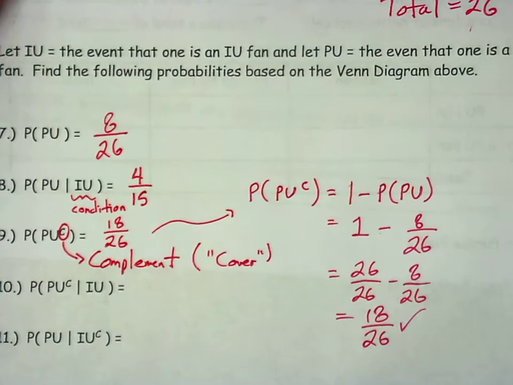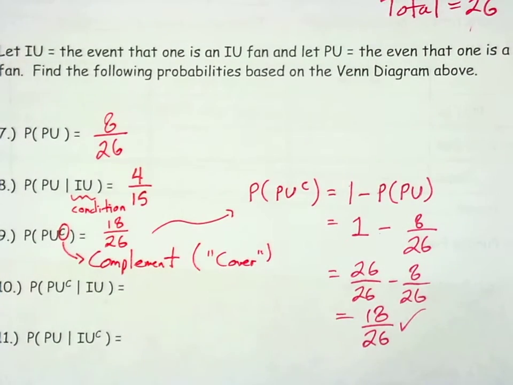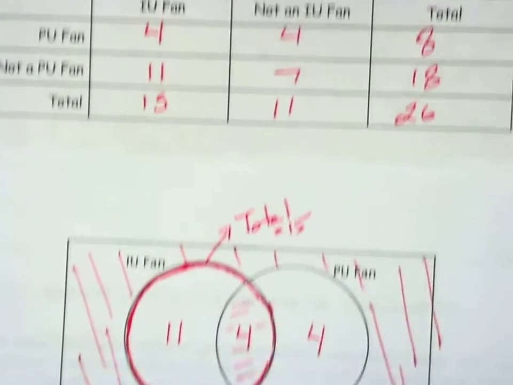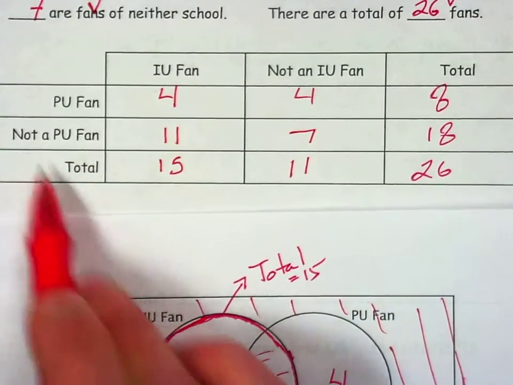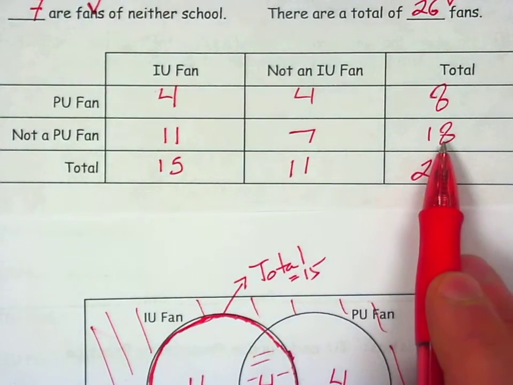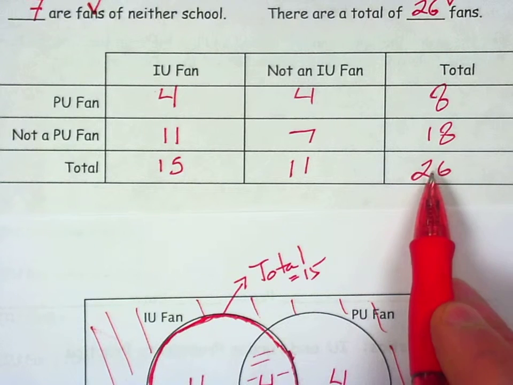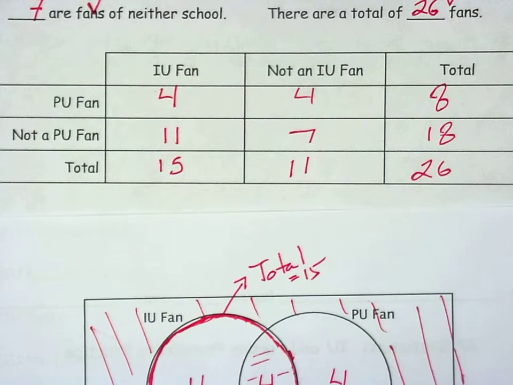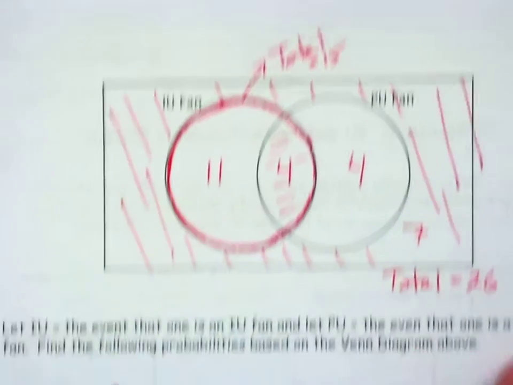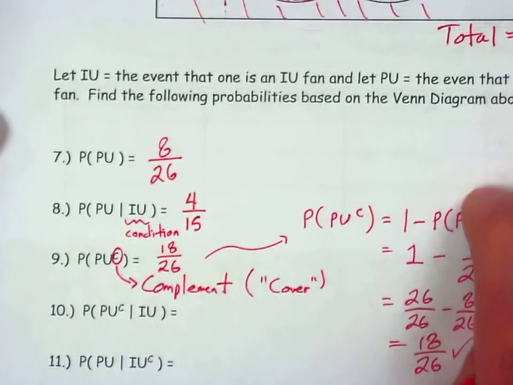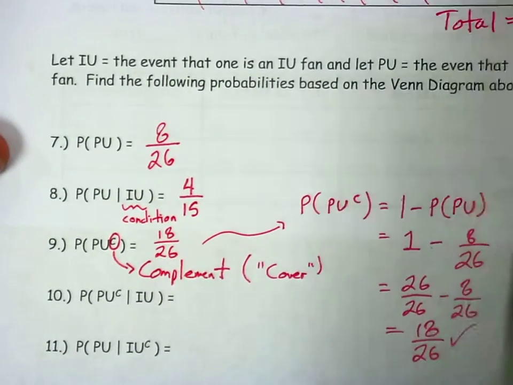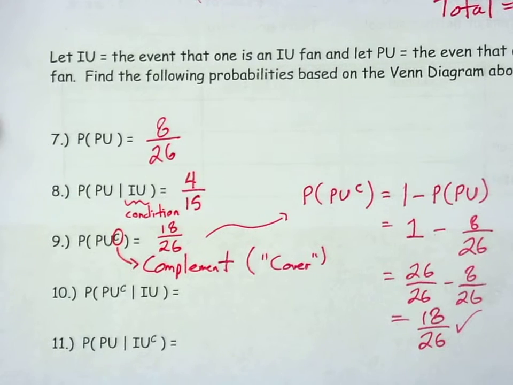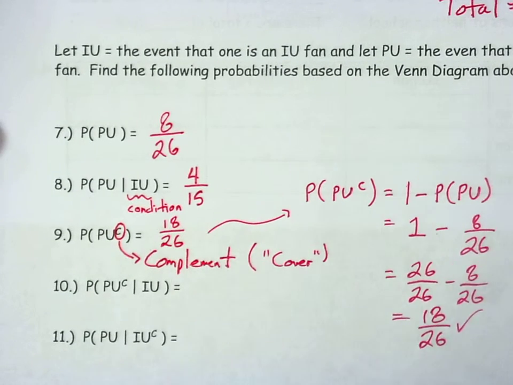So the other thing you could have done is gone and looked at the table. I'm interested in people that are not Purdue fans. So within the table where that information is located, the total of not Purdue fans is 18, the total of that row, out of a total of 26 in the table. What I want you to see is there's more than one way to solve these questions, to find these probabilities. It's just a matter of, do you prefer to organize them in a diagram or in a table?